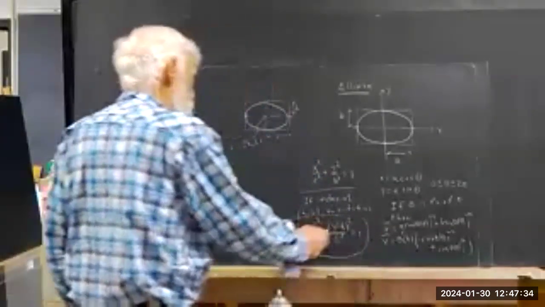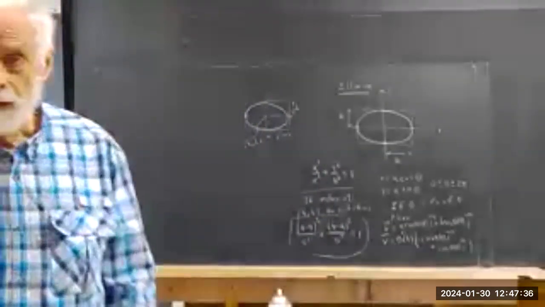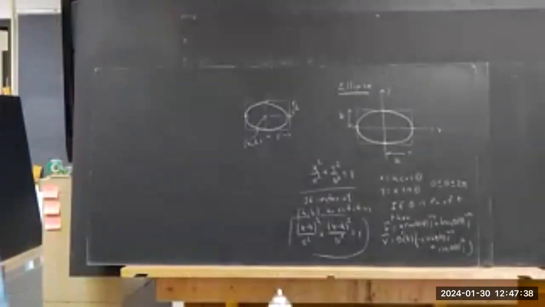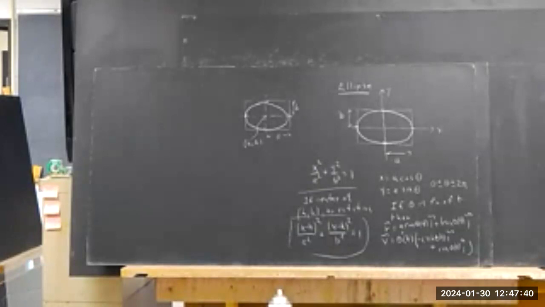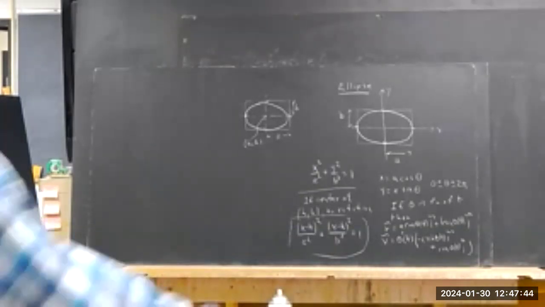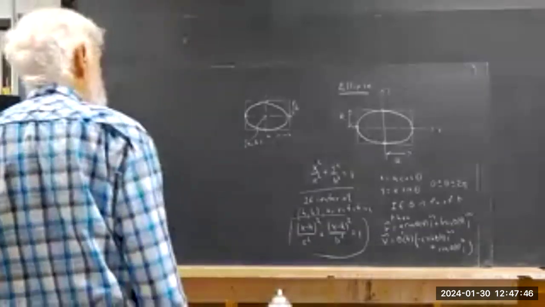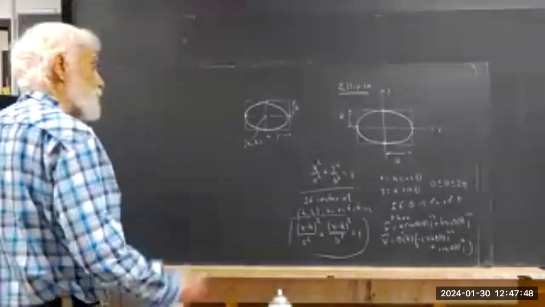And you can make sure you understand why that is. You replace x by x minus h, that translates every point h units in the x direction, and similarly y minus k. That's an ellipse.